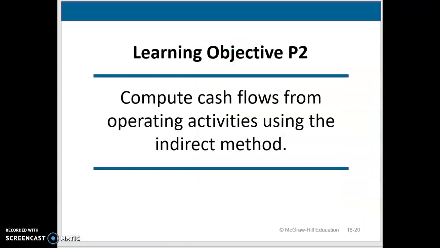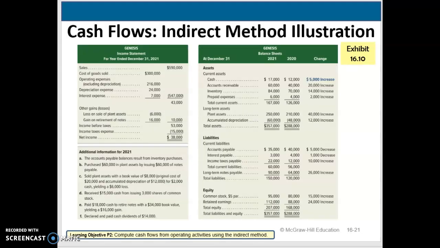All right, so let's take a look at how we're going to compute the operating activity section using the indirect method. So to illustrate, we're going to prepare the operating activity section of the statement of cash flows for a company called Genesis. This slide shows that as of December 31st, 2020, and 2021, the balance sheets of Genesis along with the 2021 income statement.